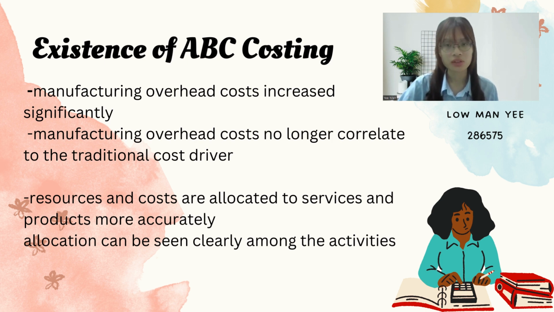This is because resources and costs are allocated to services and products more accurately under ABC costing. And moreover, the allocation of the cost can be seen clearly among the activities. So now I will pass my session to my classmate to show how ABC costing works.